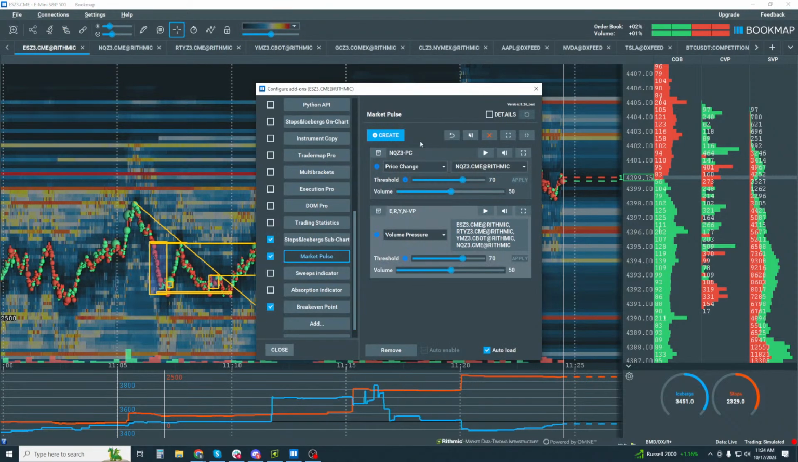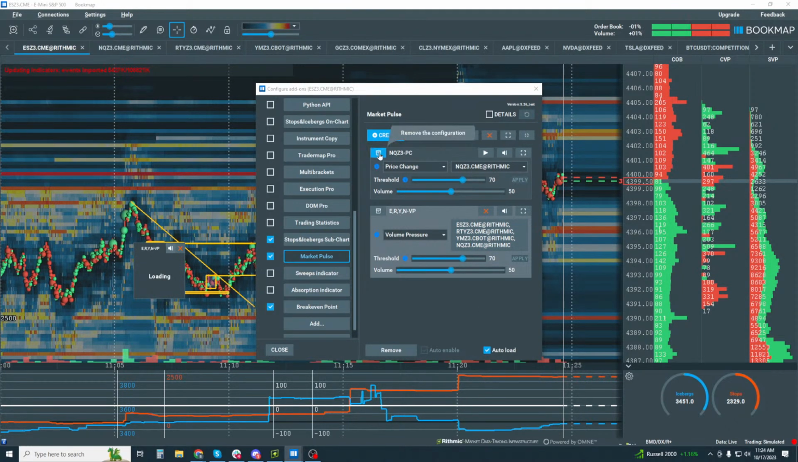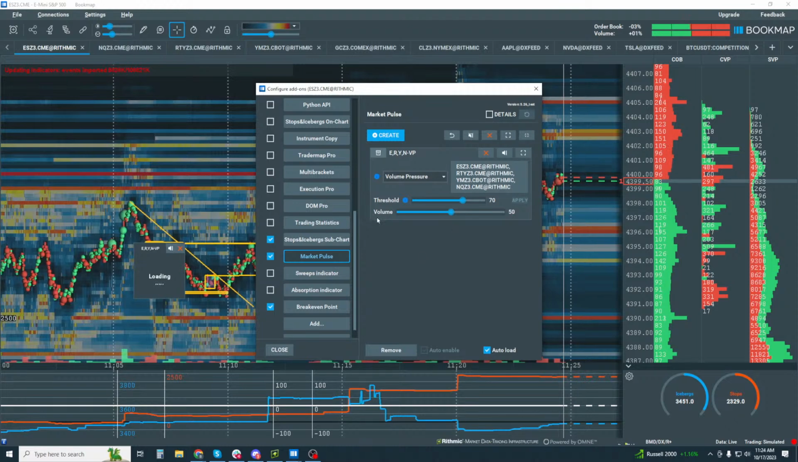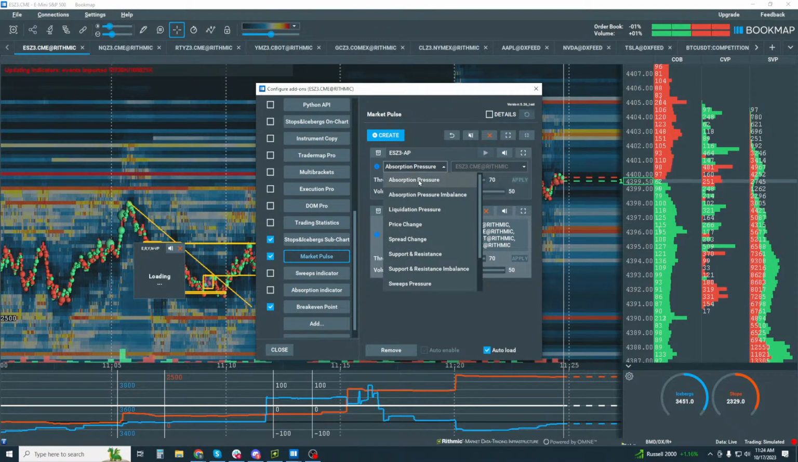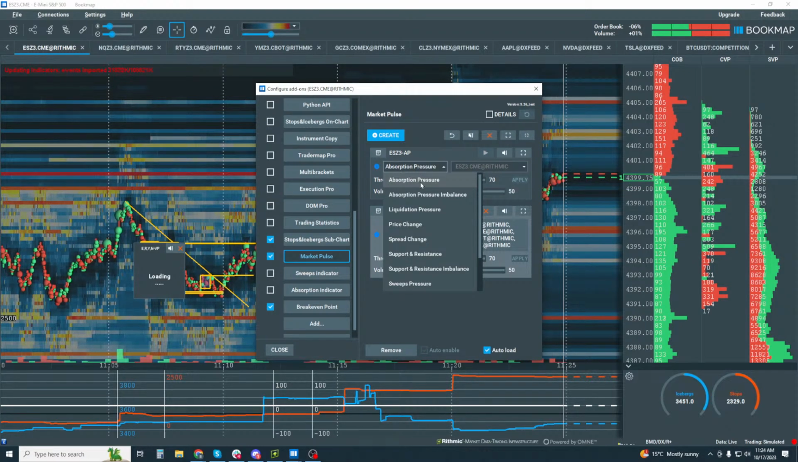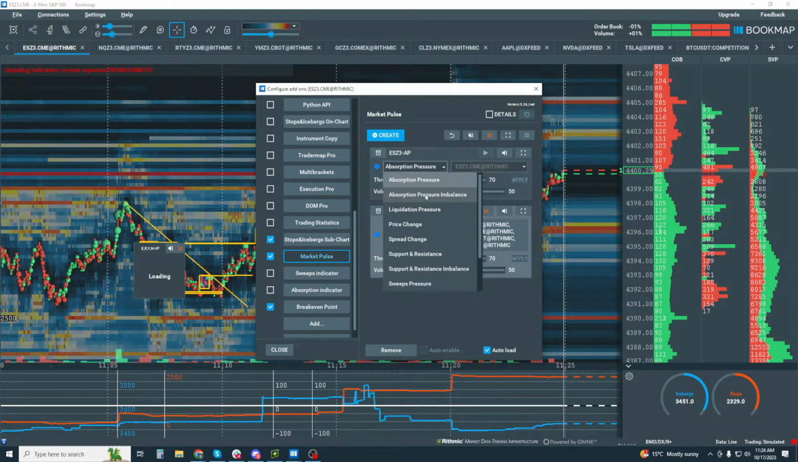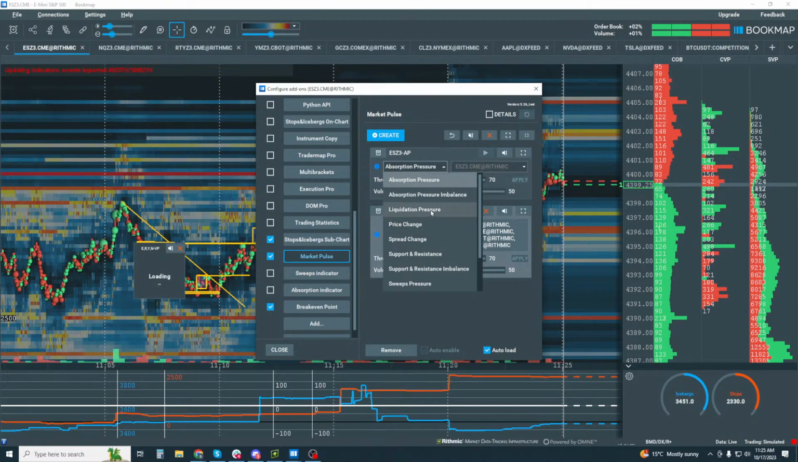Anyway, I want to show you this. At least we can show the market pulse for all of these instruments here, and we'll just get rid of this one. I want to show you the other algos though. Okay, so what we have in here is the absorption indicator that you guys are well aware of. It's part of the Global Plus package. Well, now you get the absorption pressure and pressure imbalance for market pulse, right? So you also get, well, we have liquidation pressure. Now this is for the crypto markets.